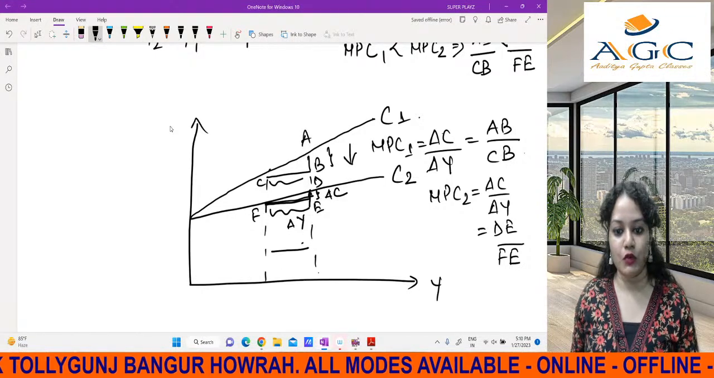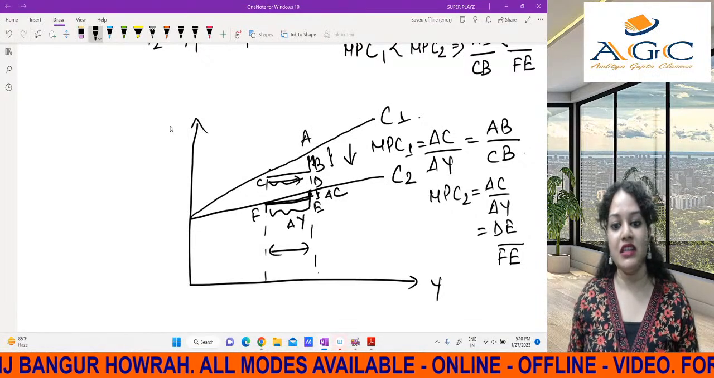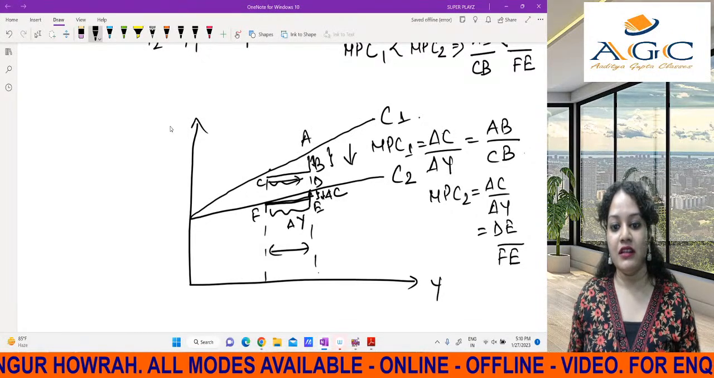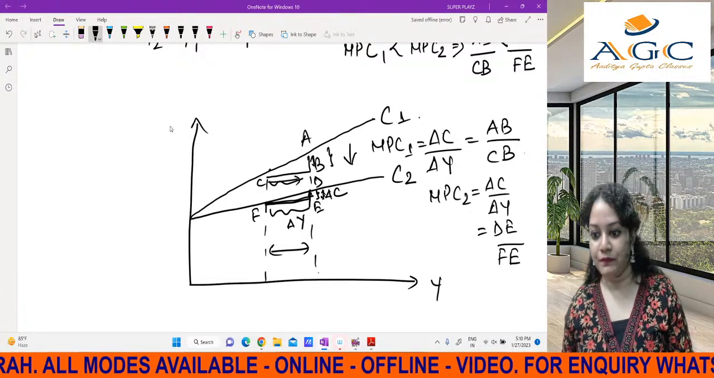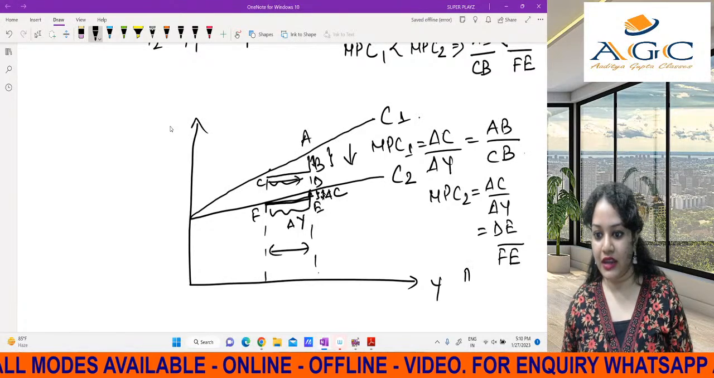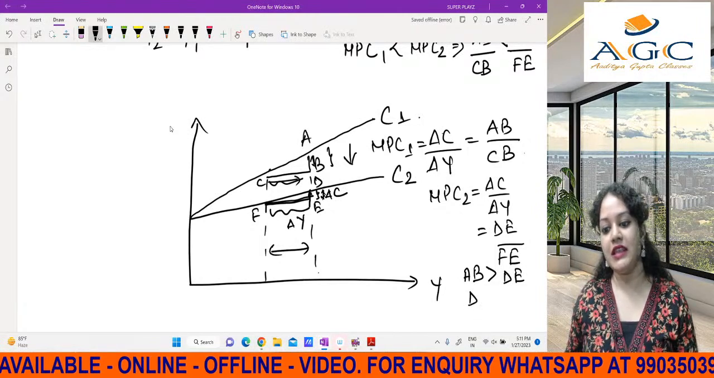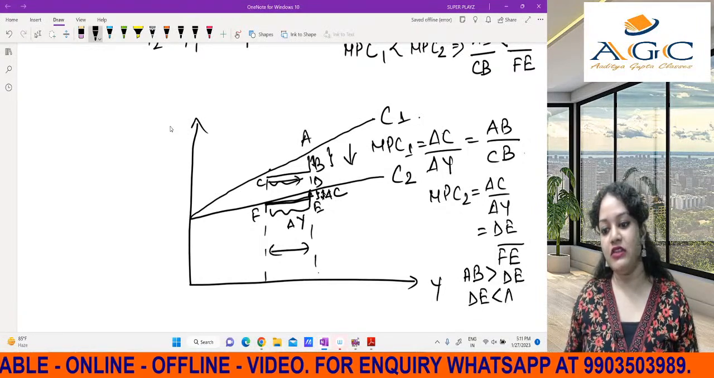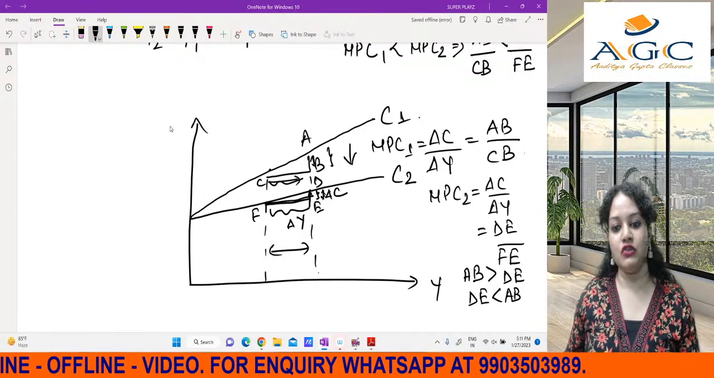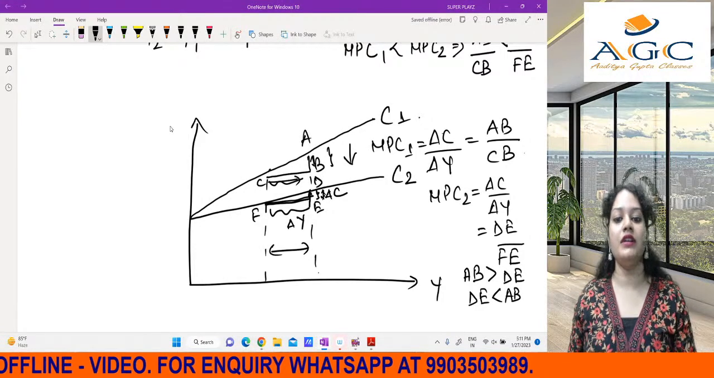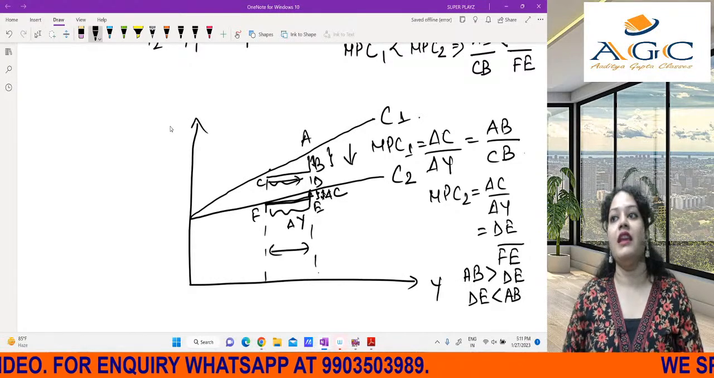But what we can see, this portion is equal to this one, but this portion, the delta C portion, is greater than the downward delta C portion. So there has been a decrease, because why? Your AB is greater than your DE, or you can say that your DE is lesser than your AB. So just because these two things are smaller and larger to one another, it changes the whole diagram, and you can say that there has been a decrease in MPC. Am I clear?